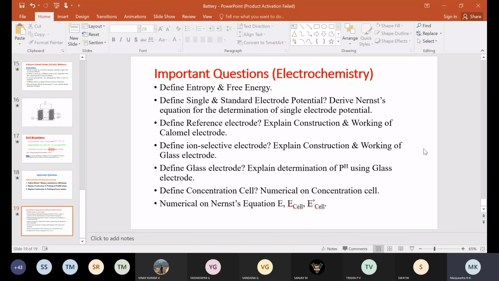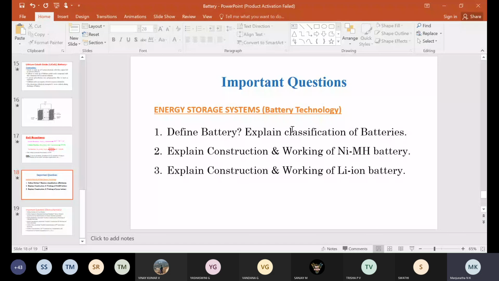Is it clear? These are some important possible questions from module 1. These are some questions from electrochemistry. These are some questions from battery technology. Is it clear?